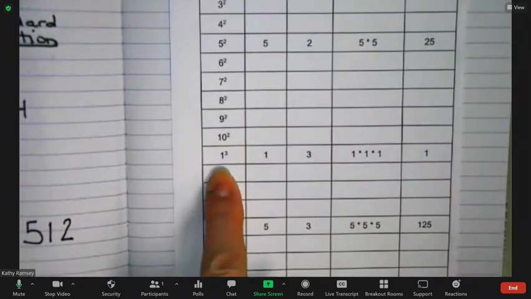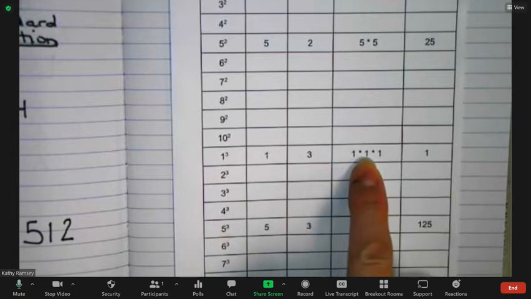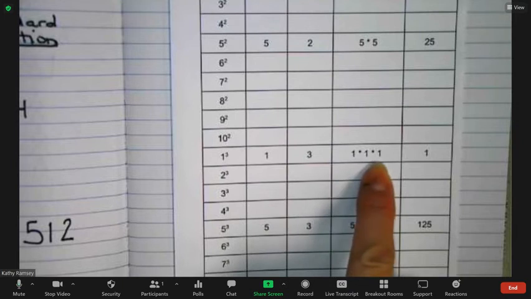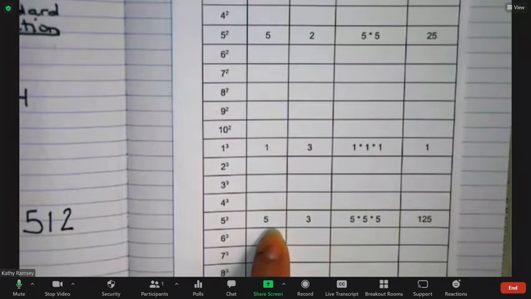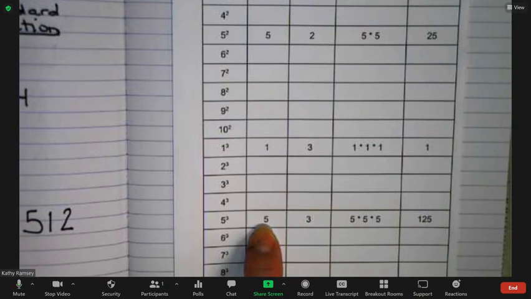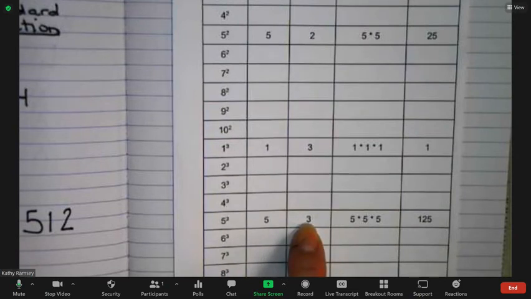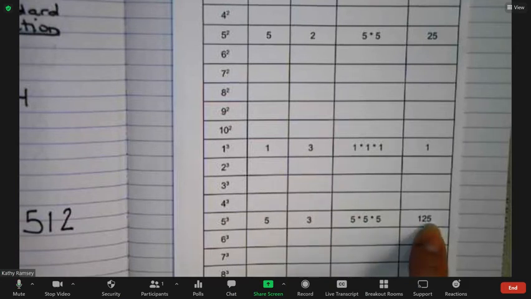Gave you 2 examples down here. 1 to the power of 3, or 1 cubed. Base is 1, exponent is 3. 1 times 1 times 1. So 1 times itself 3 times is 1. And our last example, 5 cubed is base of 5, exponent of 3, 5 times itself 3 times. 5 times 5 is 25. 25 times 5 is 125.